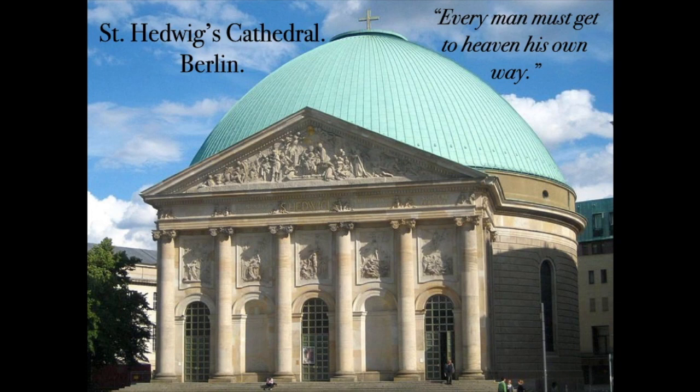This is a cathedral, a Catholic church that Frederick built after the invasion of Silesia. To show that he respects all Christian religions, he had St. Hedwig's Cathedral built in downtown Berlin. Looking at the facade, with its columns and its relief on the crown, it looks very 18th century, but that dome on top does not look like something built in the 18th century.